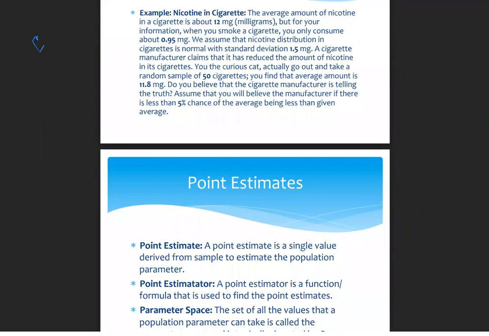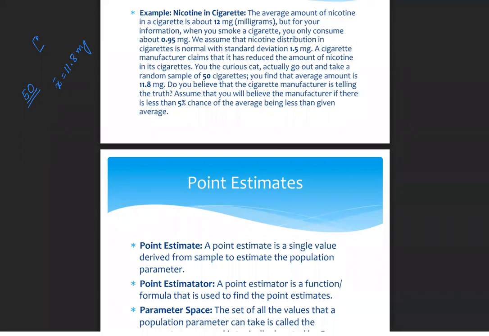So you go out and randomly select 50 cigarettes. For each of them, you find the amount of nicotine, and then you find the average of these 50, so you find the X bar. Now this X bar happens to be 11.8 milligrams. Based on this analysis, would you say that cigarette manufacturer C is telling the truth? That means their claim is valid, and you would accept it. That's what the question is.